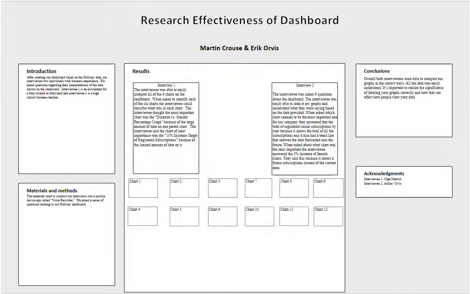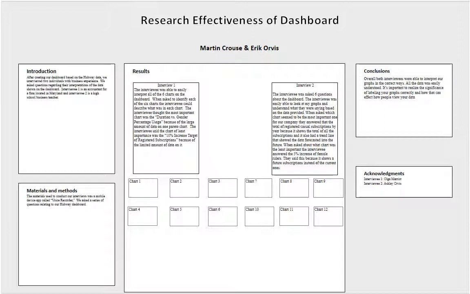Interviewee 2 is a high school business teacher in Iowa. Her name is Ashley Orvis. The interviewee was asked 6 questions also about the dashboard. The interviewee was easily able to look at my graphs and understand what they were saying based on the data provided.